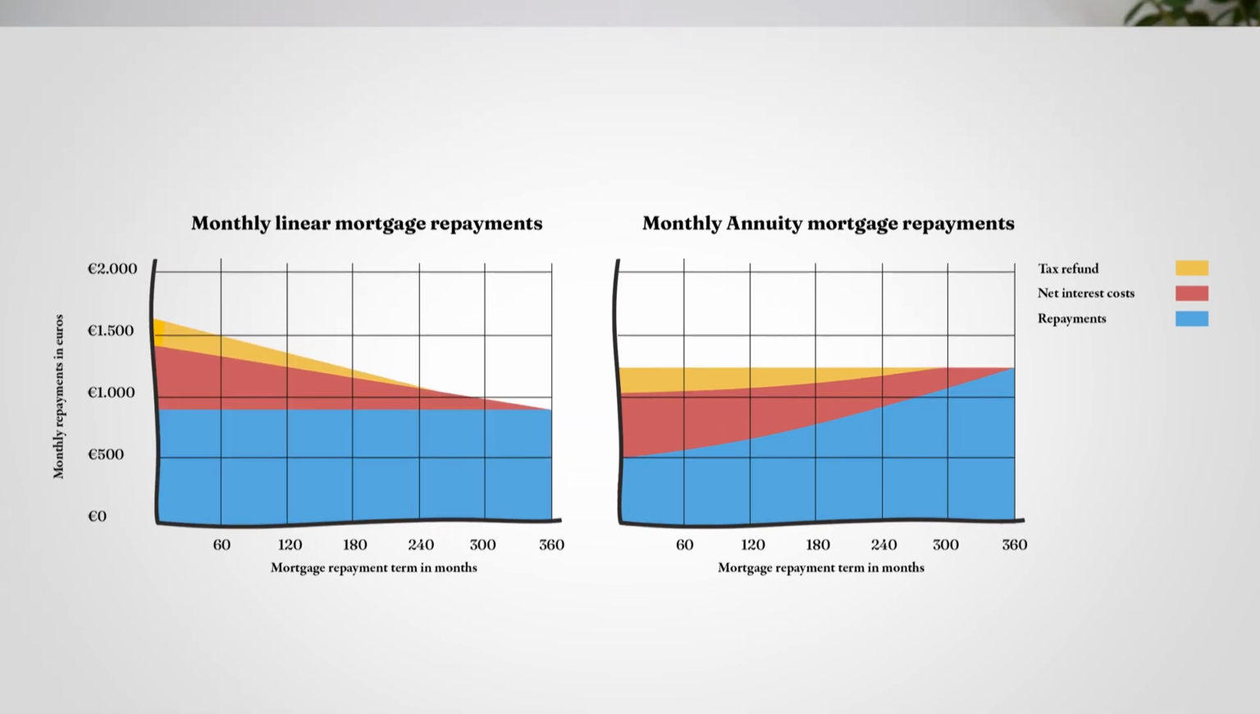But with an annuity mortgage, you can kind of recreate a linear one by making additional down payments along the way on your mortgage. That way you balance out eventually the difference between the linear one and the annuity one. That is, of course, if you do make sufficient additional down payments.